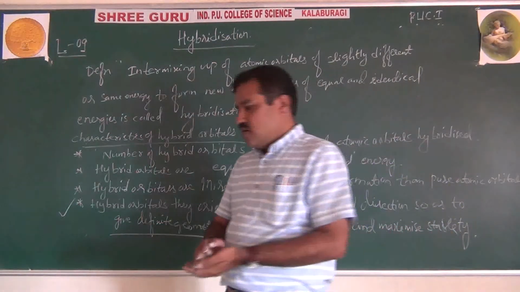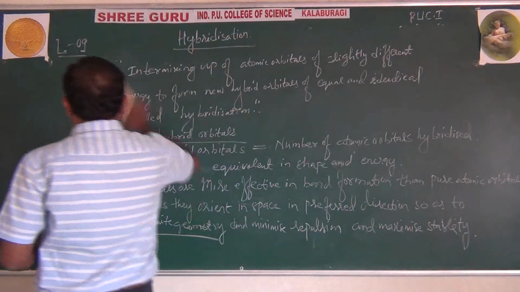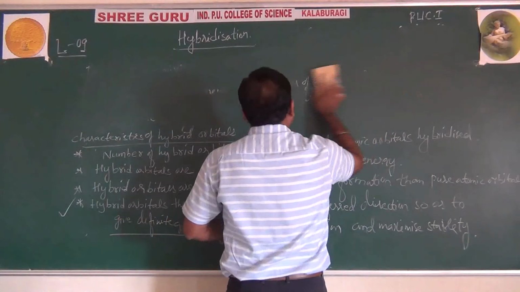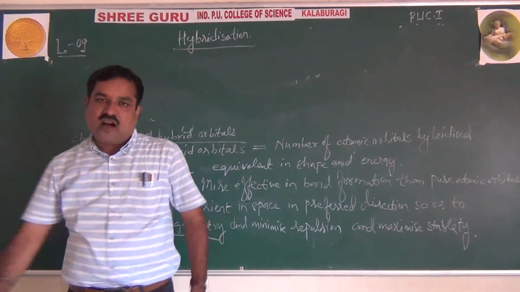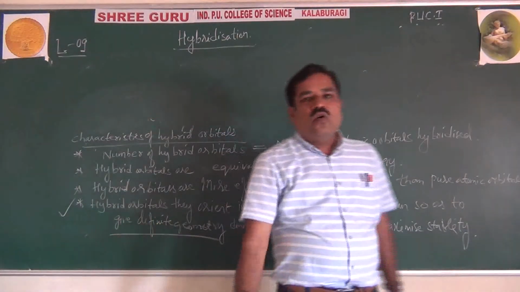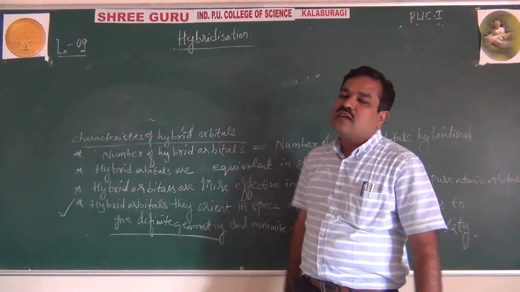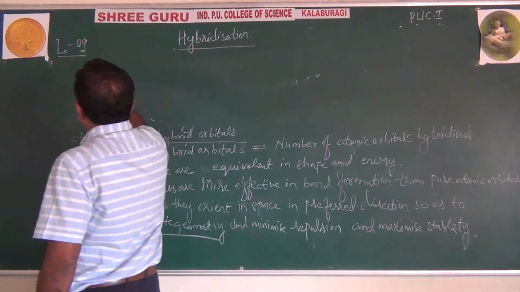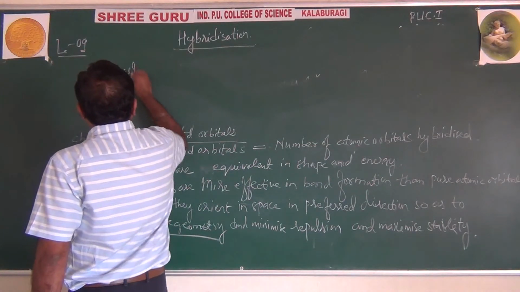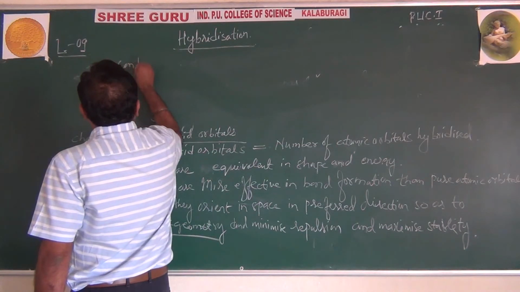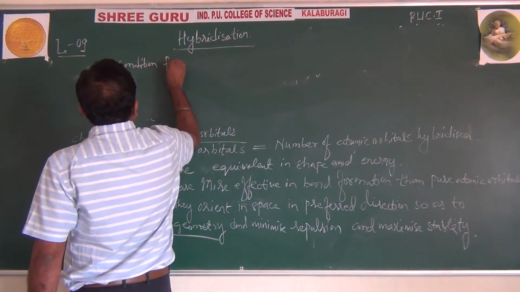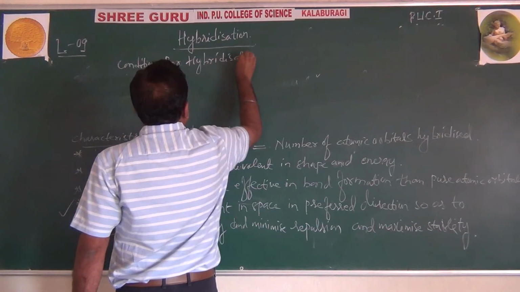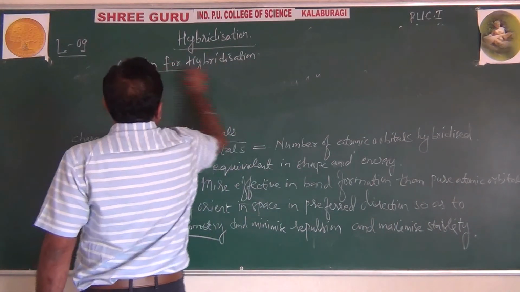Basic part of hybridization. The next one is the condition for hybridization. To undergo hybridization, the first condition is atomic orbitals, they should be half filled. You are always under the impression that only half filled orbitals can take part in hybridization. No. Not only half filled, very important point. Condition for hybridization, which is very, very, very important.